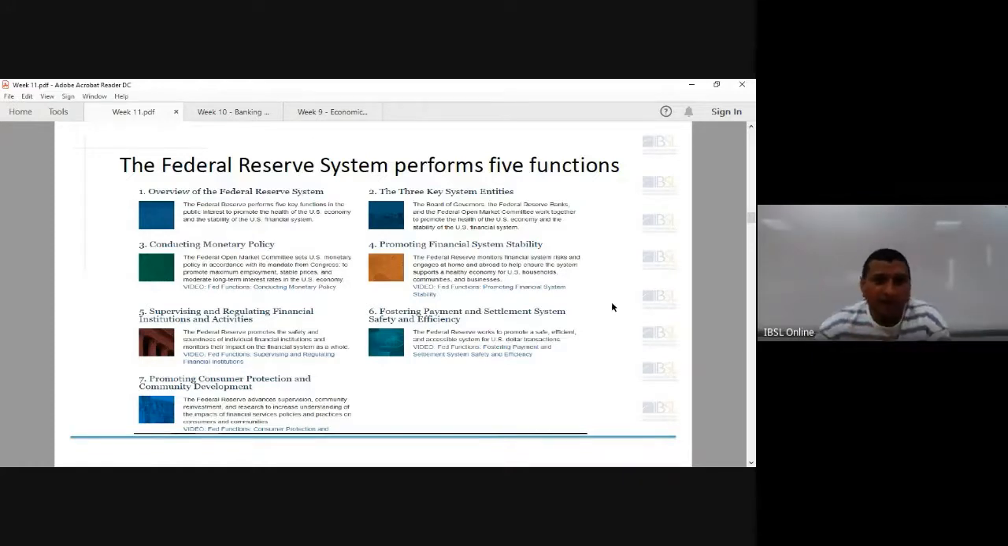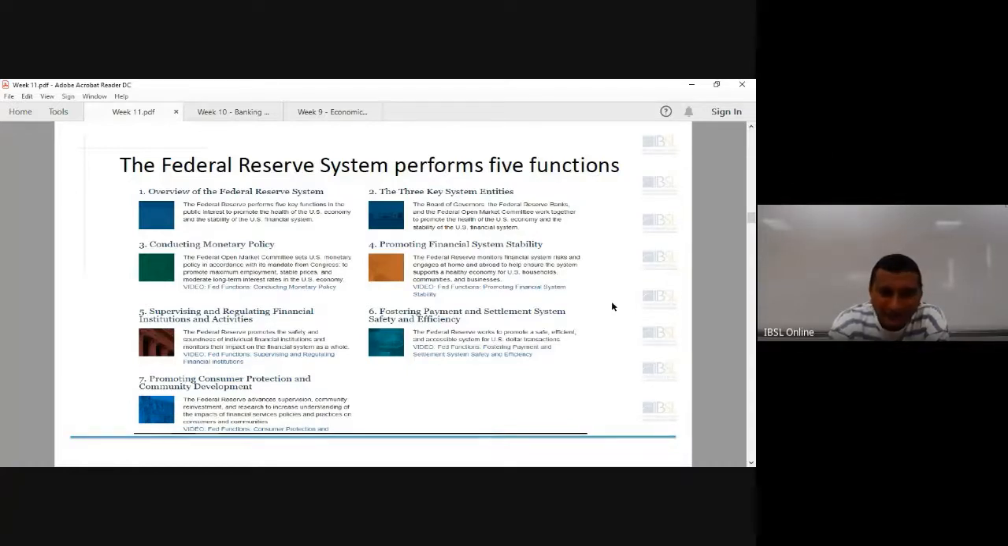And in the overview of the Fed Reserve system, they perform 5 key functions in the public interest to promote the health of the US economy and the stability of the US financial system. And what are these 5 major functions the Fed Reserve performs? First and foremost, as in every other central bank in the world, they conduct monetary policy.